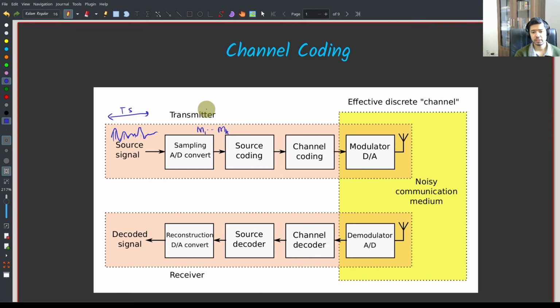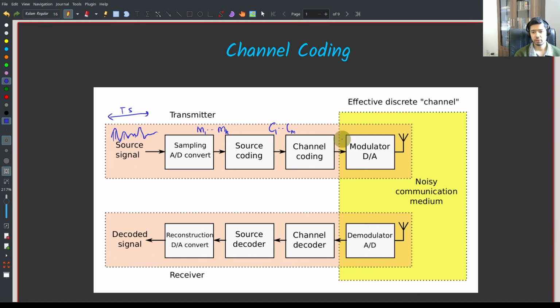And now these symbols, you don't send them directly. You first compress the sequence using a source coding block. So you compress this to give some other sequence, let's call it C1 to C little m. And after they are compressed, they need to be sent across the channel.